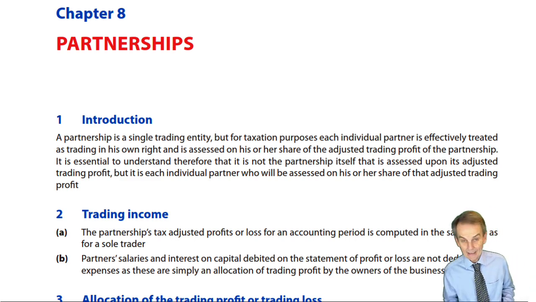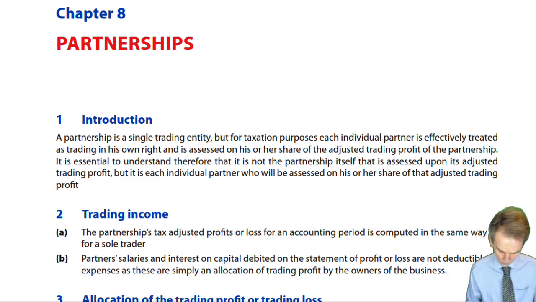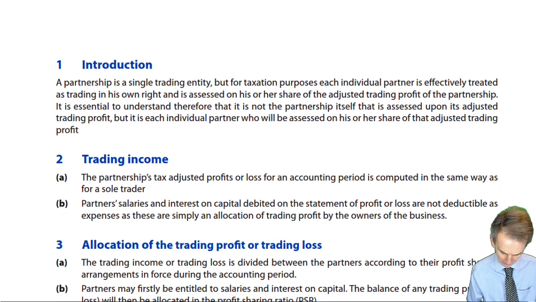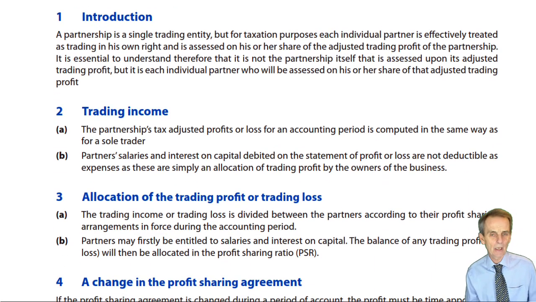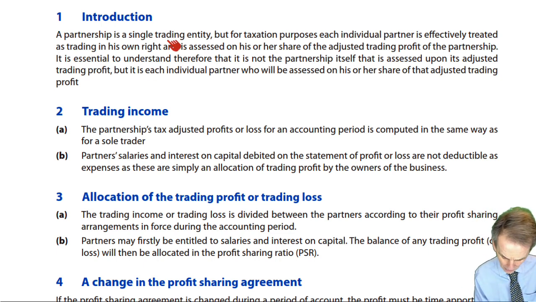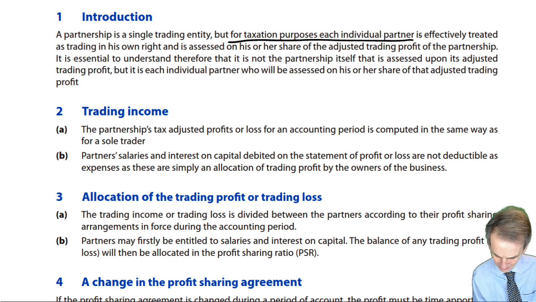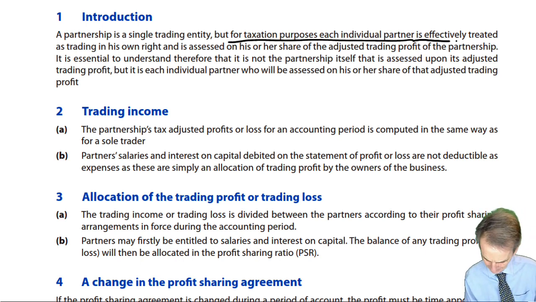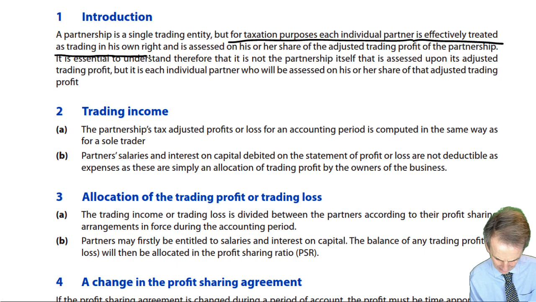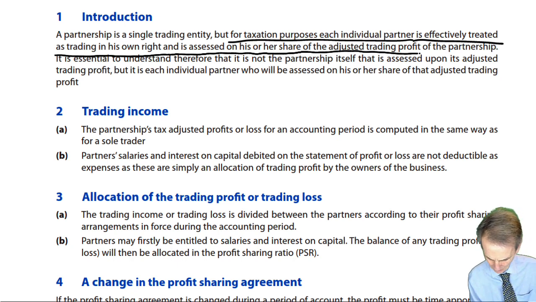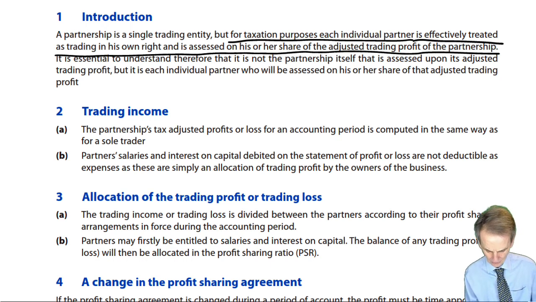So, here in Chapter 8, therefore, we've got this situation explained to us, and that deals with the key issue of how do we divide out the tax-adjusted trading profit or loss. So we know that a partnership is, of course, a single trading entity, but for taxation purposes, each individual partner is effectively treated as trading in his or her own right and is assessed on his or her share of the adjusted trading profit of the partnership.